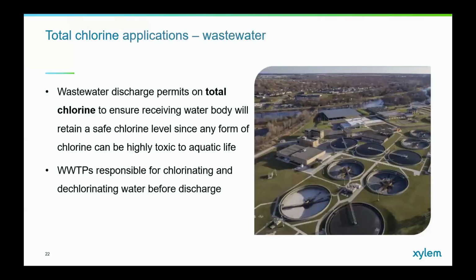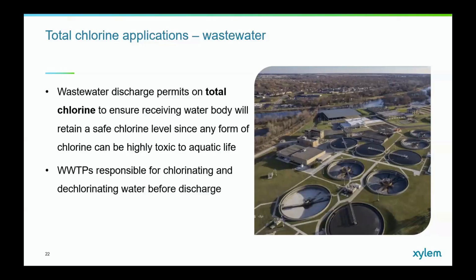In wastewater, the primary goal in a wastewater treatment application is to disinfect water before it is discharged into a body of water or reused for drinking water. Proper disinfection ensures that the water meets regulatory permit limits for indicator organisms such as E. coli, fecal coliforms, or enterococci.